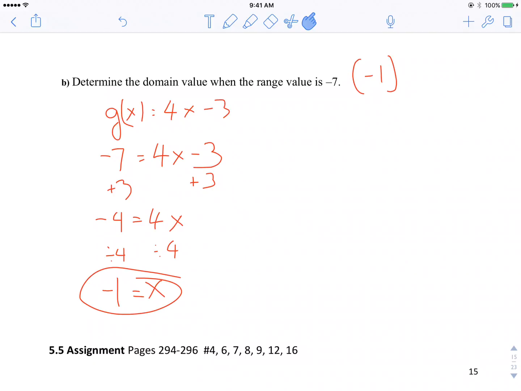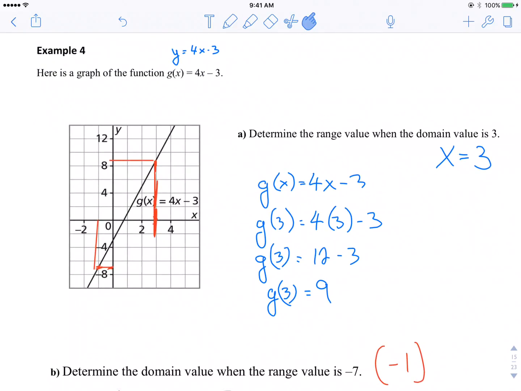You could ask domain and range for this question. Domain and range for this relation would be all real numbers for both, because you can assume these have arrows on them. There's no end point noted. There's no circle, there's no dot, so it continues on forever. So the domain, the x values, and the range, the y values, would be all real numbers.